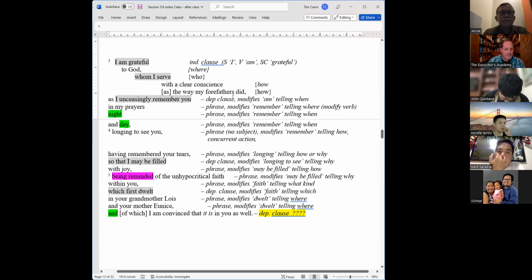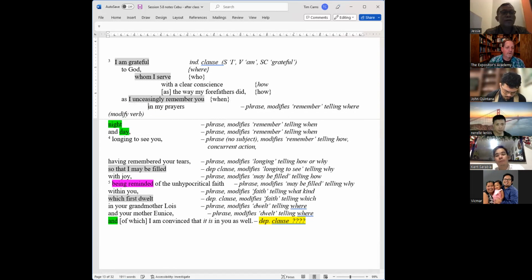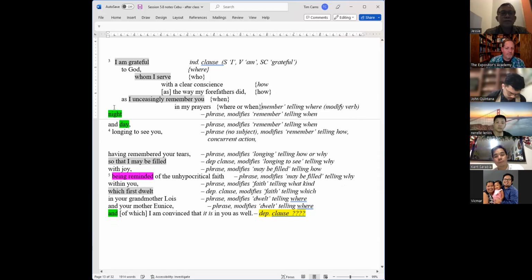As I unceasingly remember, we said this modifies "am" because it's saying when. So I've already done the difficult part. Now for the diagram, I'm simply putting that phrase or clause underneath what it modifies. I said "remember" goes in my prayers. That's telling a where or a when. When I remember you in my prayers. And then night and day.